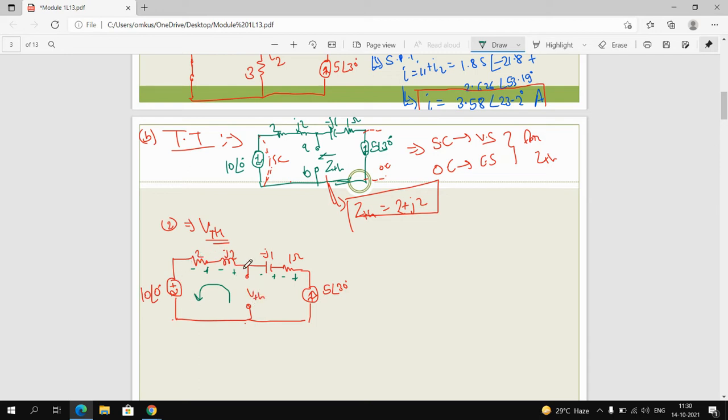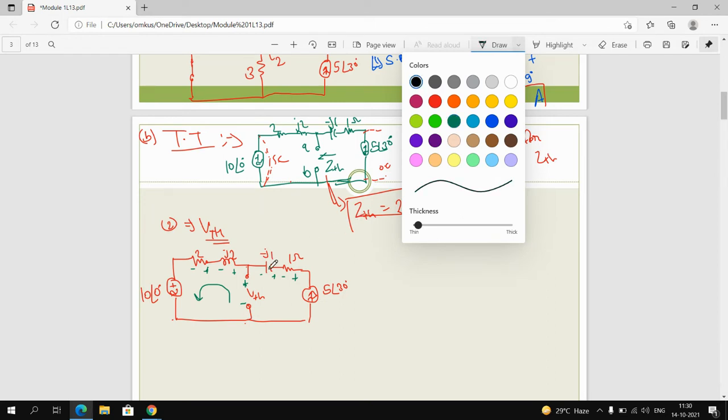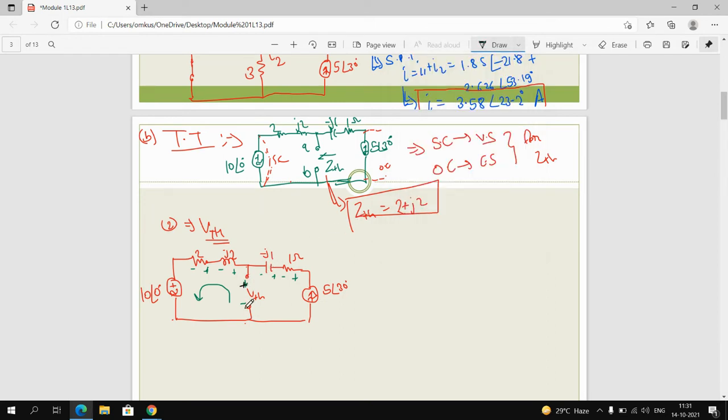Only this VTH is unknown. Let's assume the polarity of this VTH. I assume this upside polarity is positive and this is negative, right here. This is my assumption. If my assumption goes wrong, then whatever value you get will be negative, right? If my assumption gets wrong.